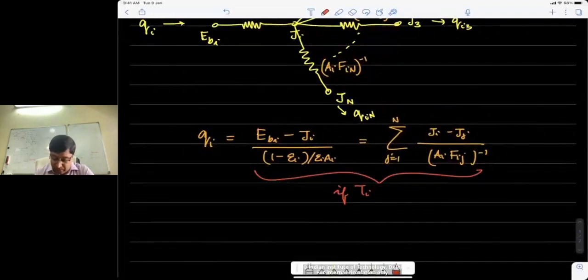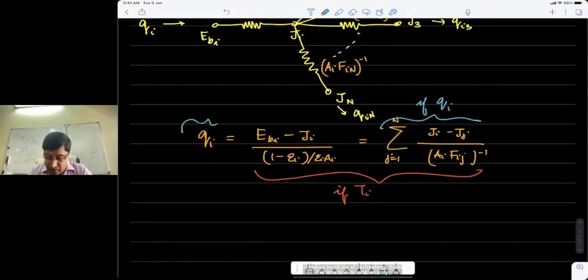And if Qi is known, then I would use this along with this to solve the system of equations. So for each surface where Ti is known, I will set up the right equation, and for each surface where Qi is known, I will set up the Qi with Ji equations. And so we can establish n equations in that manner, and then solve to obtain these J values.